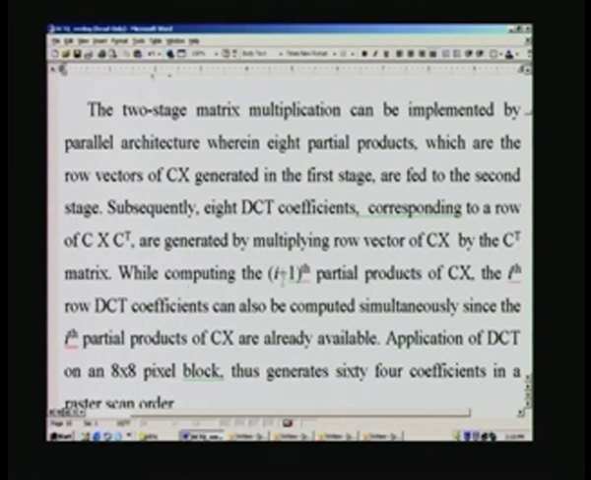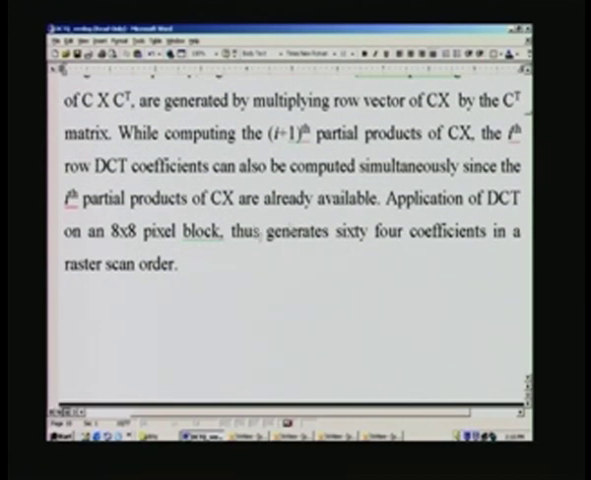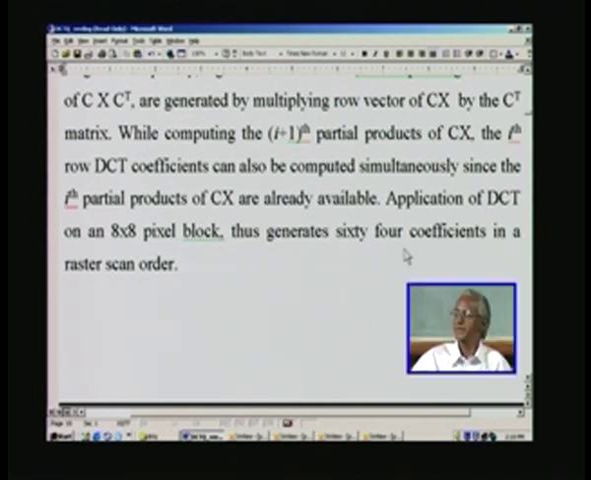While computing the (i+1)th partial products of Cx, the ith row DCT coefficients can also be computed simultaneously, since the ith partial products of Cx are already available. This is the basic contribution in this algorithm, which we have explained before. So application of DCT on an 8 by 8 pixel block thus generates 64 coefficients in a raster scan order, which we have explained right at the beginning.